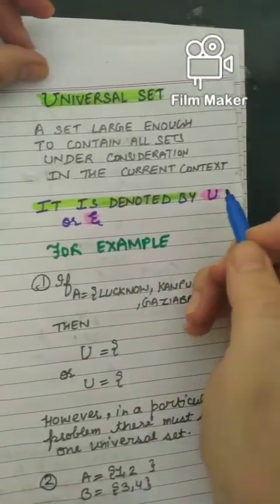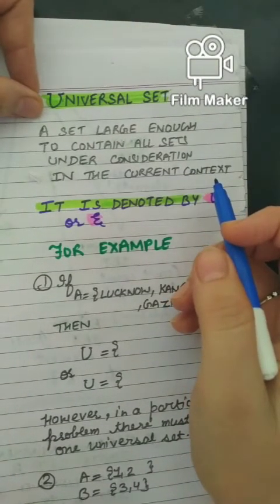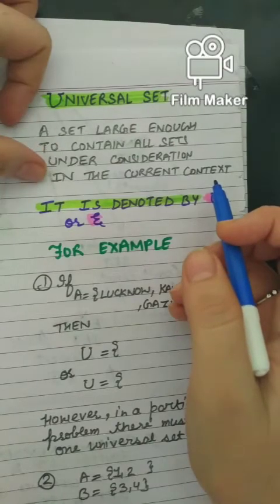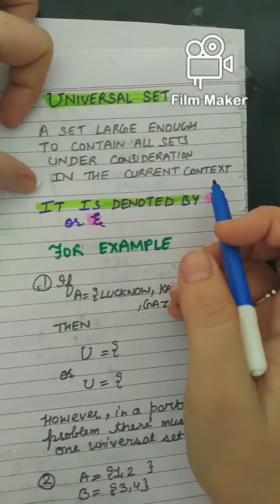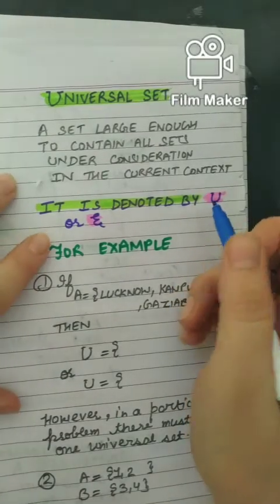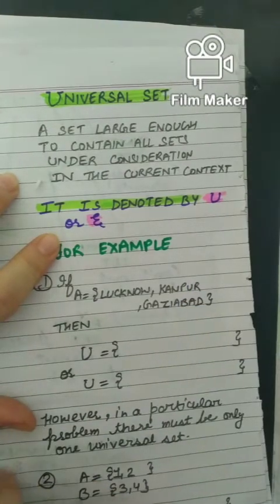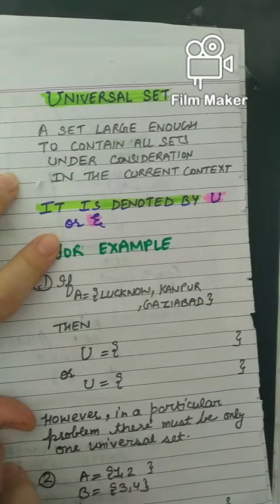So now we are coming to the next type, that is universal set. A set large enough to contain all sets under consideration in the current context is called a universal set. It is denoted by U or Xi, right? Note that the choice of universal set is not unique. Universal set may vary from problem to problem. Therefore, we shall always specify the universal set in a given problem. In questions, they will give you this is the universal set.